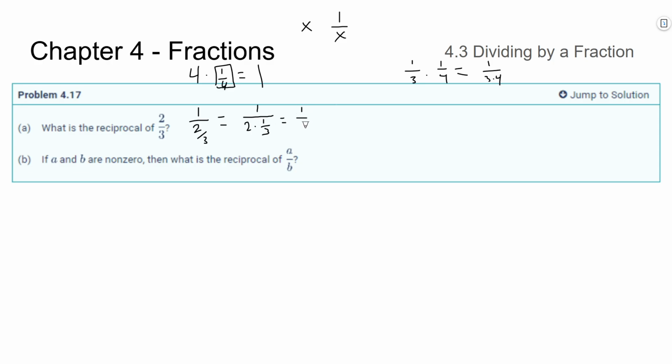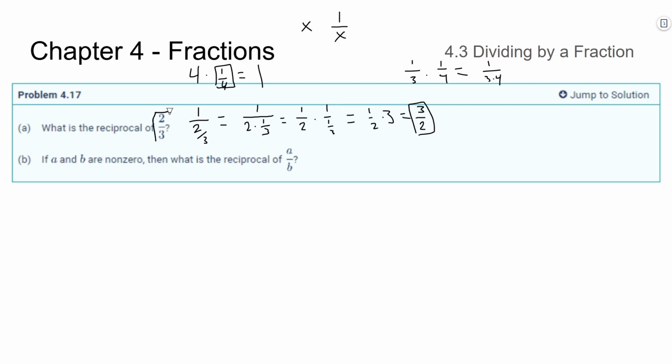We can say 1/2 times 1 over 1/3. And now look at this. What is this? This is a reciprocal of a reciprocal. And we know that that is going to be 3. So now we have 1/2 times 3. And that's going to be 3 over 2. So that's going to be our reciprocal.